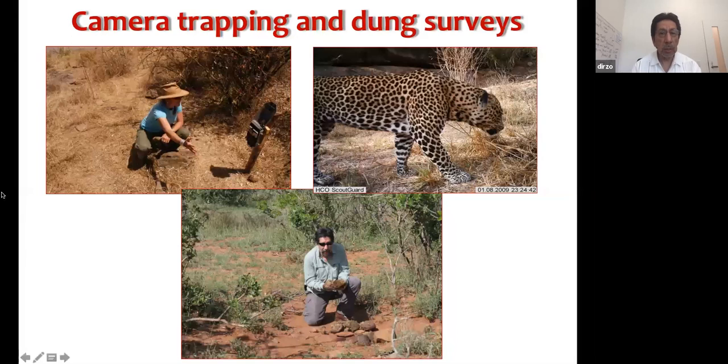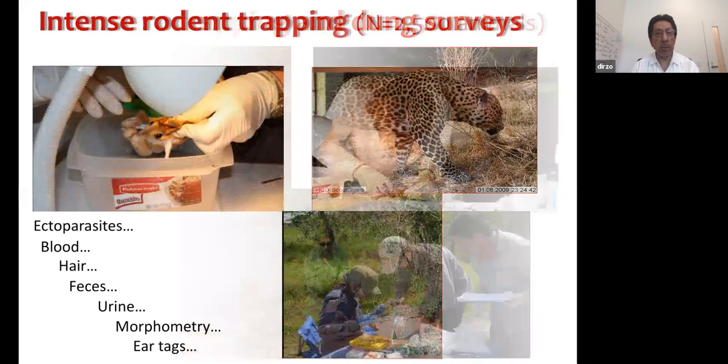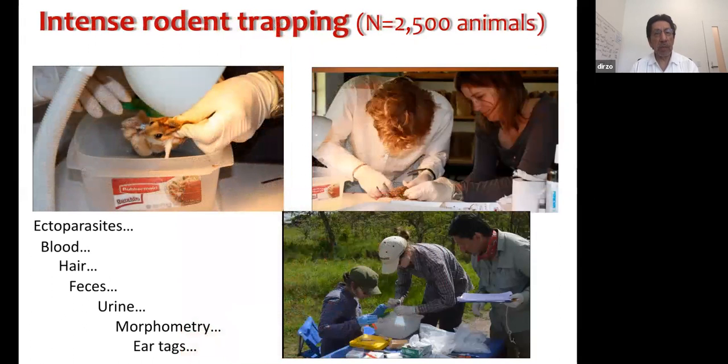So we do the thing that has become very common now, camera trapping. We also do dung surveys, so you can see these Homo sapiens here exploring this mega defecation in this savanna. For a tropical ecologist like me, this was an amazing experience to go and work in these areas. Anyway, we're hypothesizing changes in the rodent community, so we engaged in a very intense rodent trapping campaign. And here you see some slides of the kinds of things that we do.